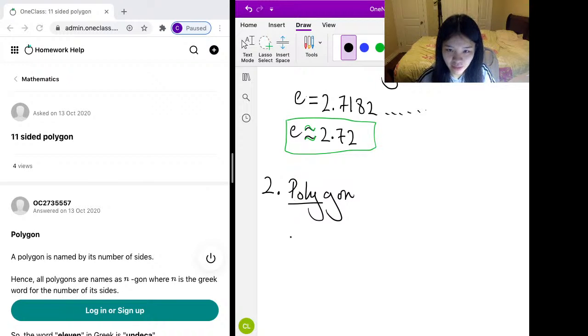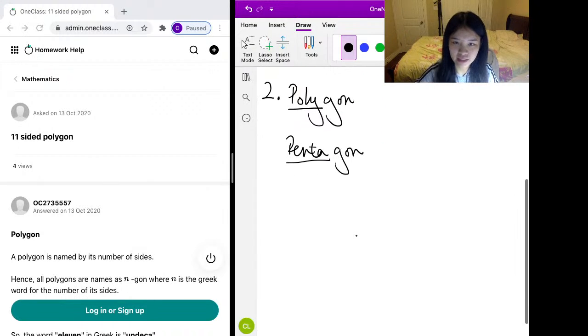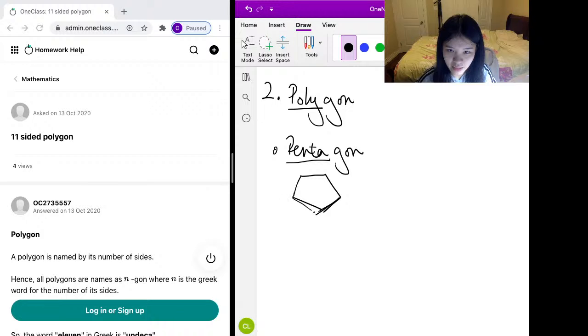For example, a pentagon would be a geometric shape with 5 sides. So this, 1, 2, 3, 4, 5, would be a pentagon. This is a regular pentagon. The pentagon could also be irregular, like that. It's also a pentagon, but it's an irregular pentagon, where the sides have different lengths.